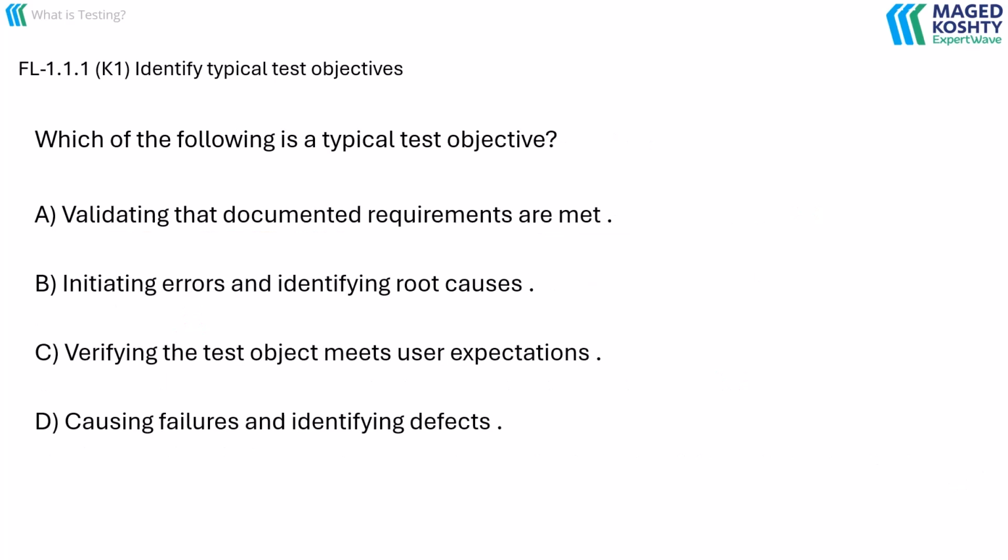The second question is more tricky than the first one. Looking at the answer options. Option A, validating that documented requirements are met. Here, they are playing with words and testing your understanding of the difference between validation and verification. Remember, validation is doing the right thing and verification is doing the thing right. And validation always has something to do with the customer or user. Here, we are implementing the documented requirements and making sure that the product meets those requirements.